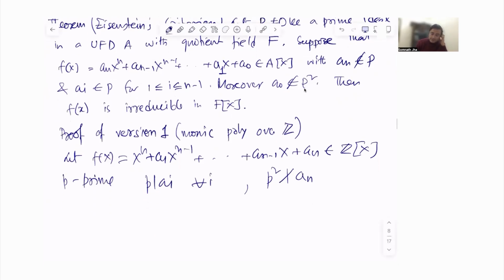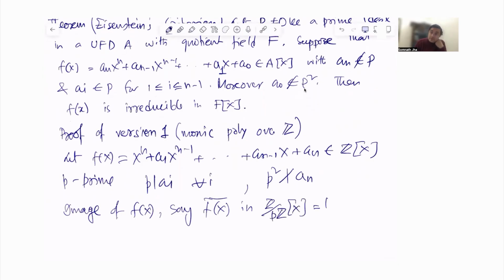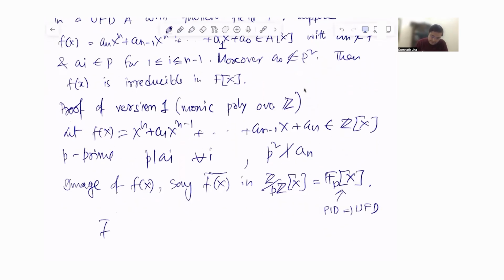Okay. Then you look at the image of f(x), say f bar(x), in Z mod pZ[x], that is F_p[x]. We know F_p is a field, so this is a PID, and this is also a UFD, right? So here f bar(x) looks like x bar to the power n, right? That's how it looks, because everything is divisible by p, so they become 0.